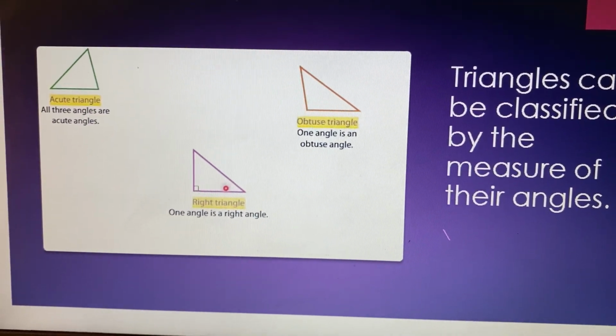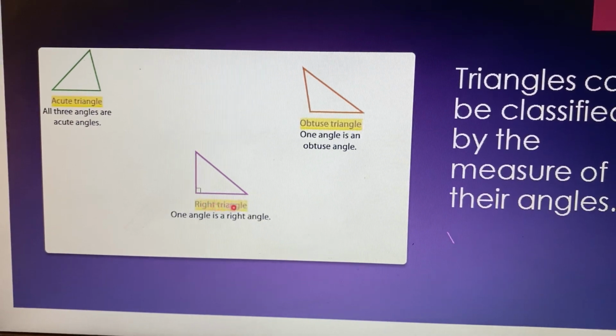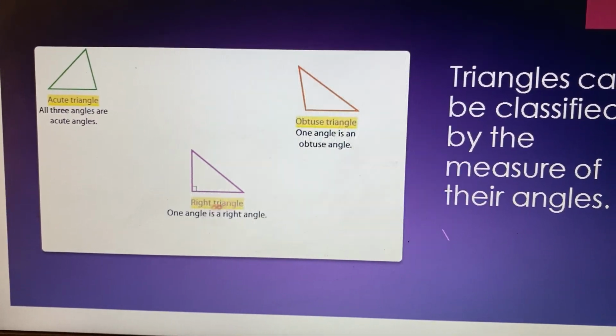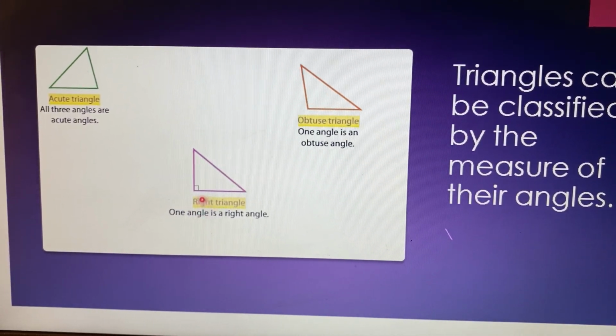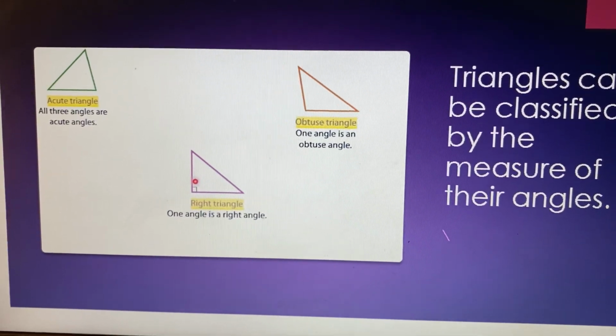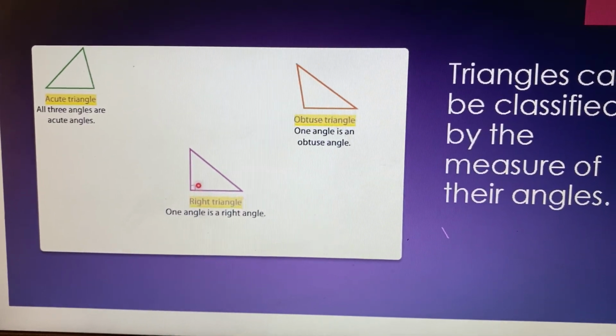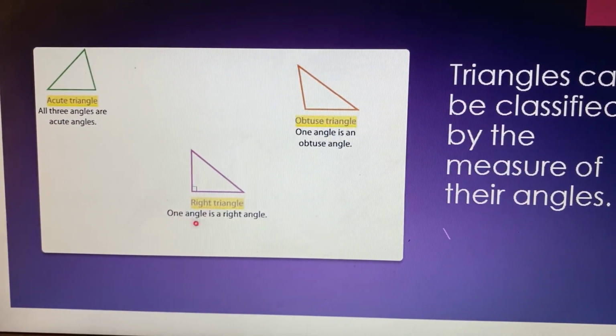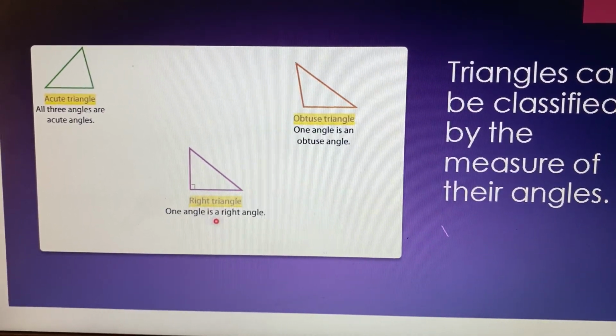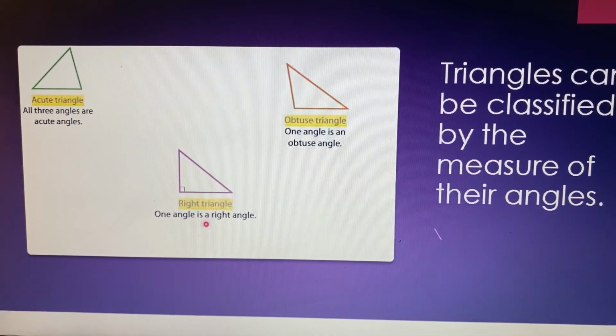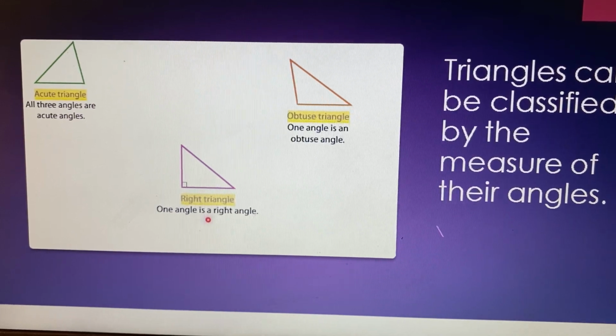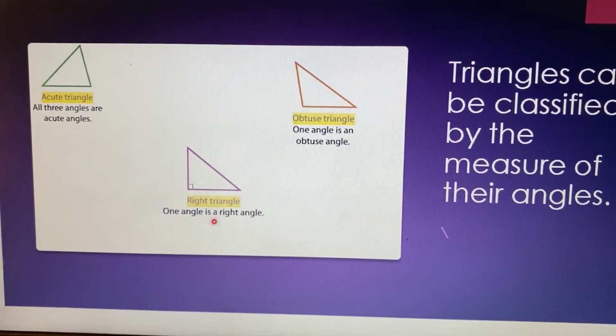Now the last type is the right triangle. Why do I call it right? Because look at one of the angles. It's a right angle. So one angle is a right angle. So these are the three types of triangles classified by the measure of their angles.